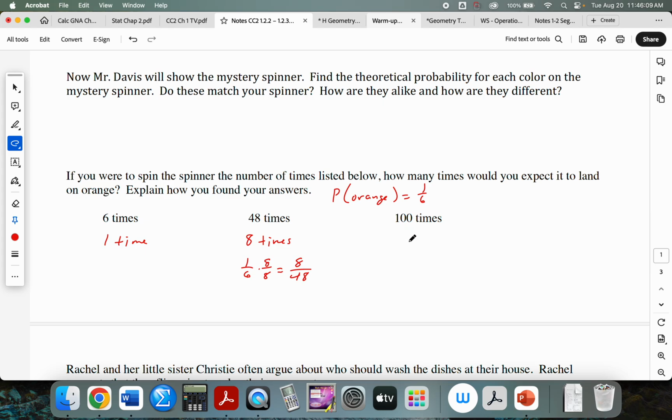Now, for this one, it's a little bit harder to do it that way because will 6 go evenly into 100? No. Let me show you a way that we can do all of these the same way. Rather than, I did this one this way, and I thought about this one this way. What's the probability of getting orange? 1/6. How many times do we do the spinner? 6 times. Multiply it by 6 over 1.